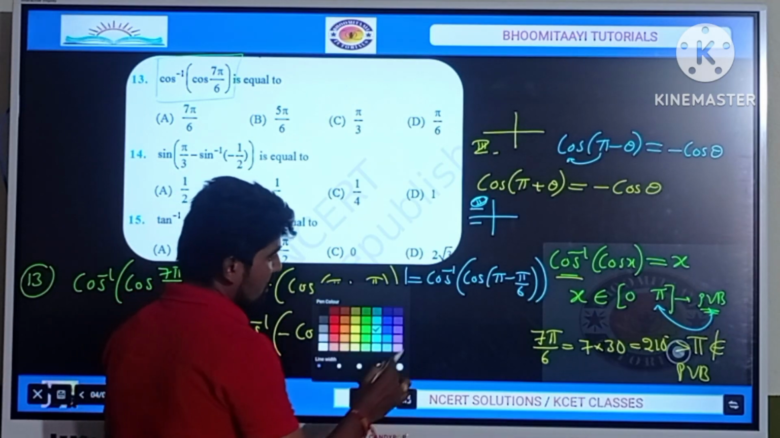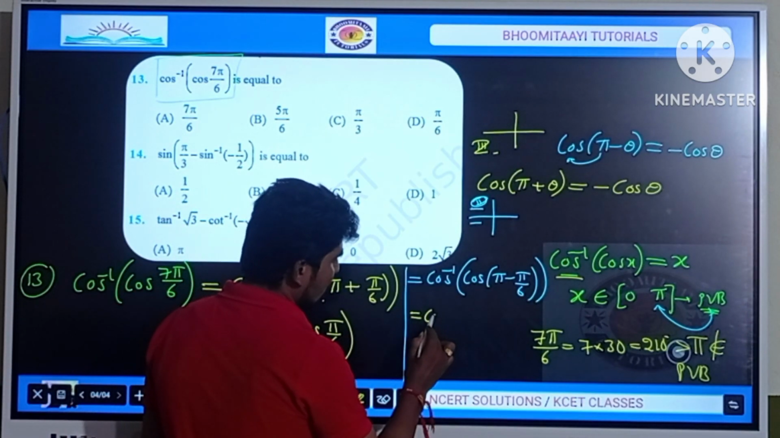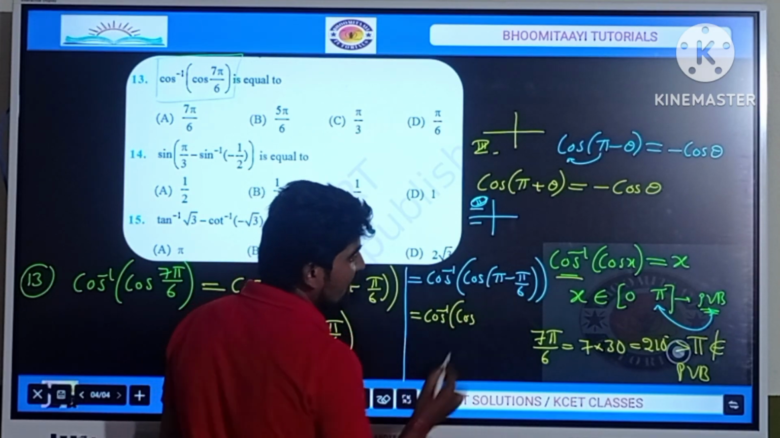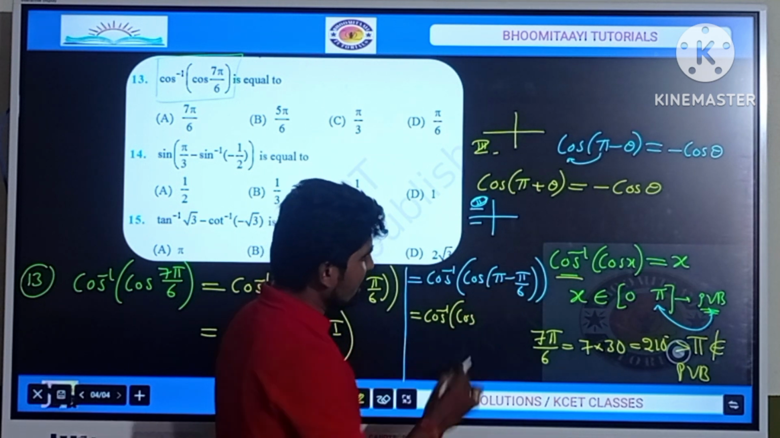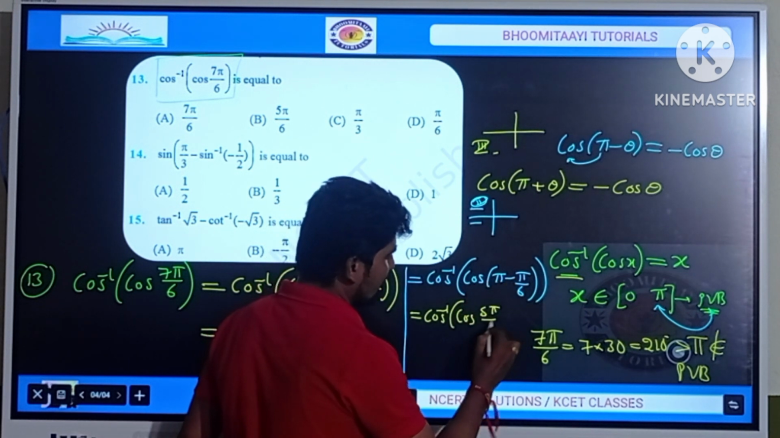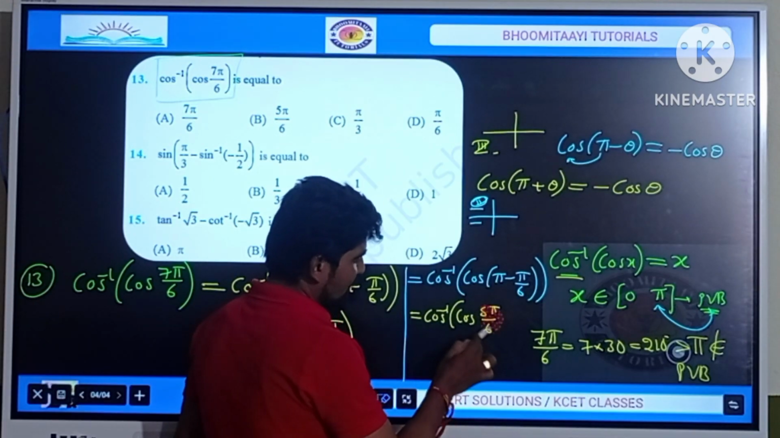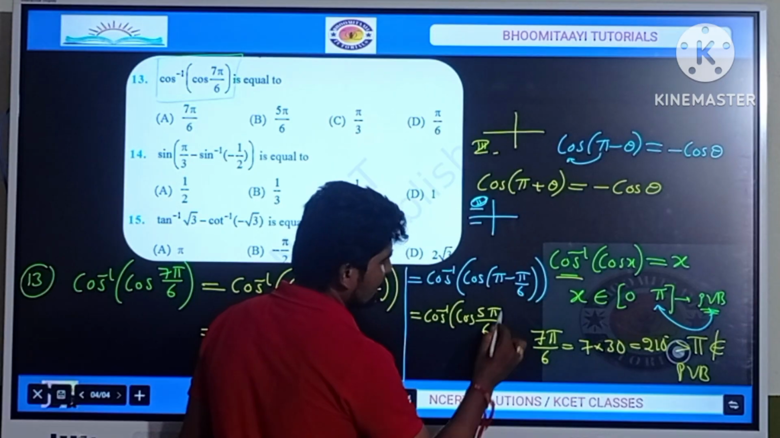Now which is equal to cos inverse of pi minus pi by 6. LCM is 6, so 6 pi minus 1 pi, 5 pi. So 5 pi divided by 6. Pi minus pi by 6 is equal to 5 pi divided by 6.